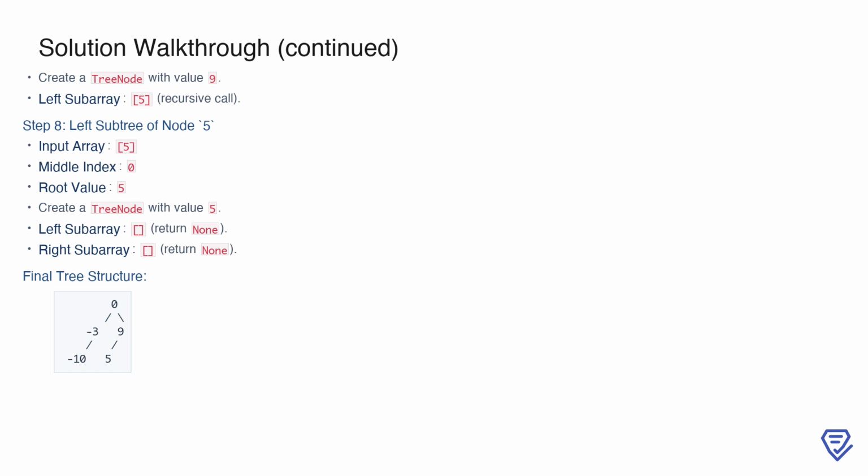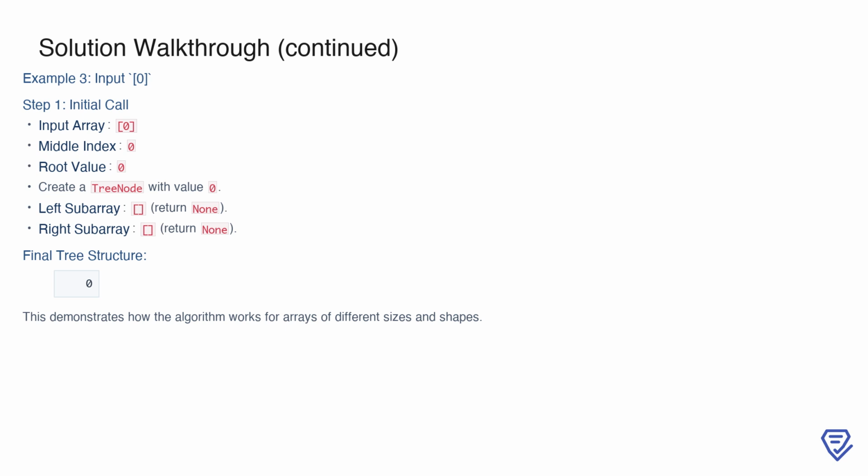Since there are no elements before or after index 0, both the left and right subtrees for this node will be none. With that, we have completed the right subtree of the root node. The final tree structure for this example is a balanced binary search tree with 0 as the root, -3 as the left child, and 9 as the right child. The node -3 has a left child -10, and the node 9 has a left child 5.